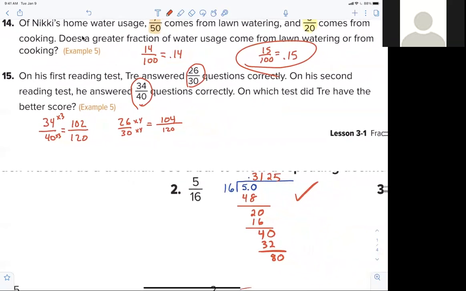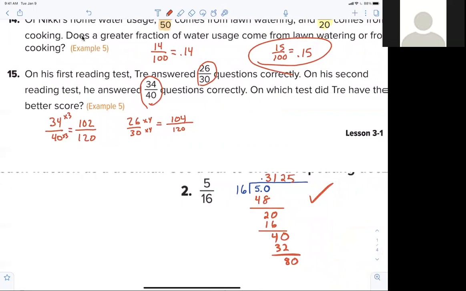So on which test did he have the better score? Which was the 26 out of 30, right? Yeah, the 26 out of 30 is the better score. I like that a lot.